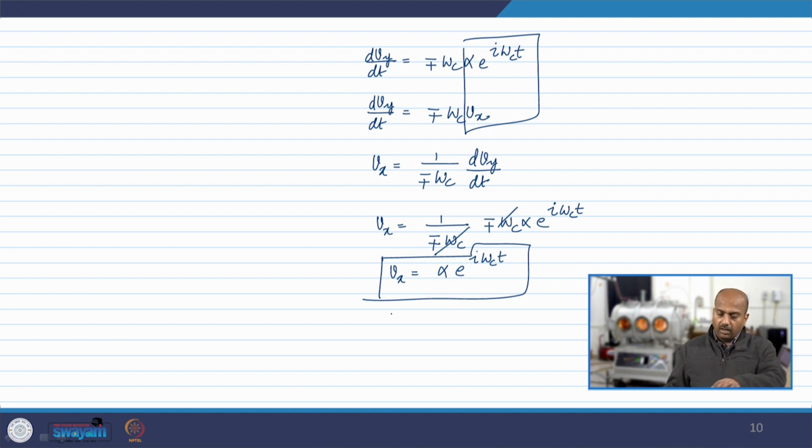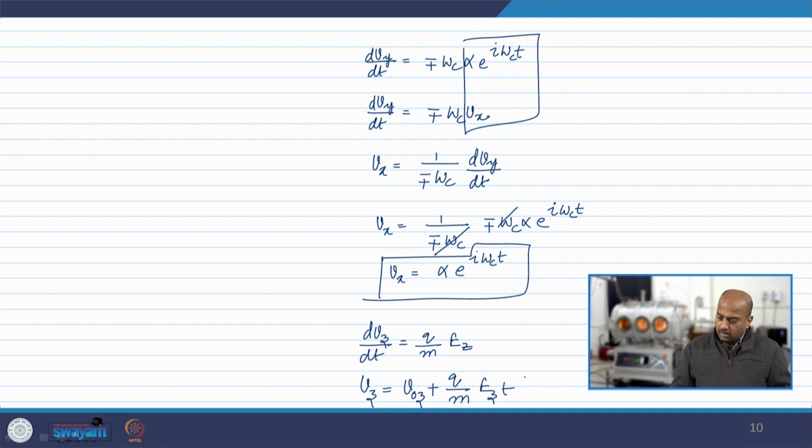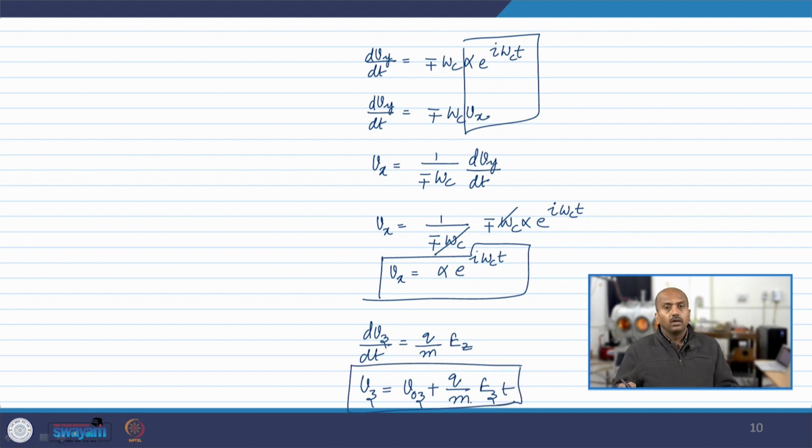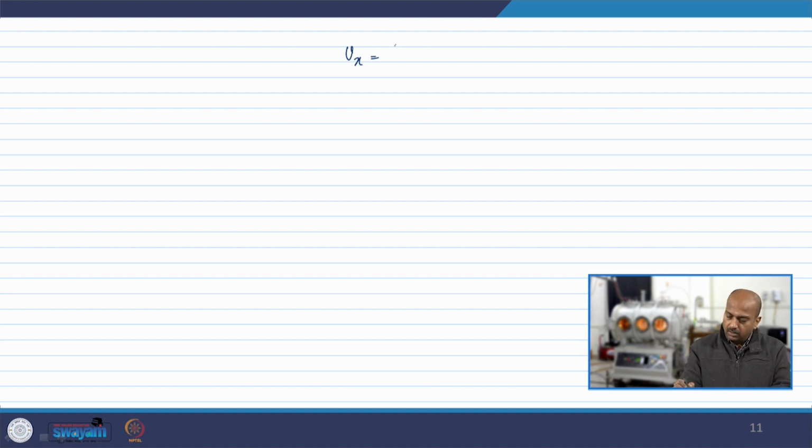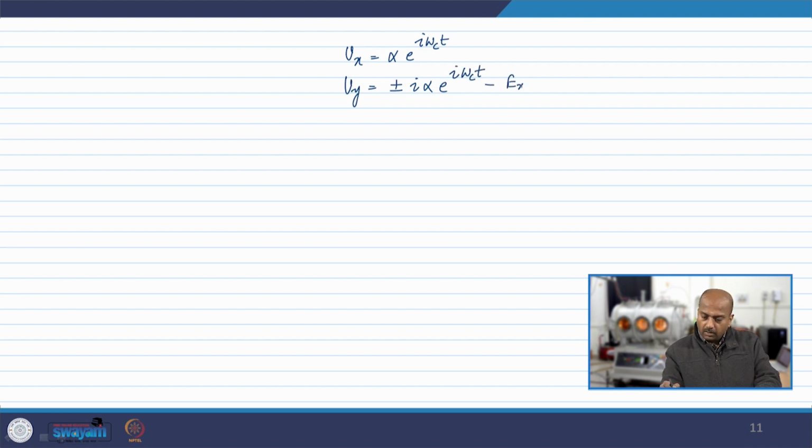So, now we have Vx, we have Vy. We will need what is Vz. Vz is the uninterrupted part of the velocity because it is parallel to the magnetic field, right. So, the equation is dVz by dt is equal to q by m Ez. So, Vz is equal to V0z plus q by m Ez t. So, this equation tells you that there is a uniform acceleration along the z direction. So, what we have is, let us write them together. Vx is alpha e to the power of i omega c t, Vy is plus minus i alpha e to the power of i omega c t minus Ex by B.